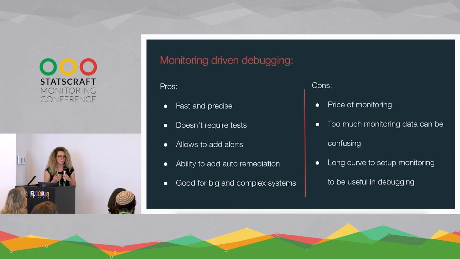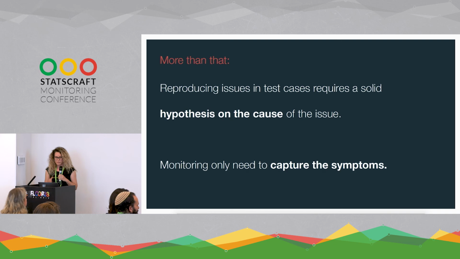Some of the cons: the price of monitoring. If you're collecting a lot of metrics, it's a lot of data, you need to pay for it, it costs. Too much monitoring data can be confusing. And it's also a pretty long curve to set up monitoring to be useful in debugging, because you don't need too much data, you don't need too small an amount of data, and it should be calibrated. More than that, reproducing issues in test cases requires a solid hypothesis on what's the cause of the issue. You need to have some idea of what can go wrong, and then you're testing to prove the idea or to check that it's wrong.